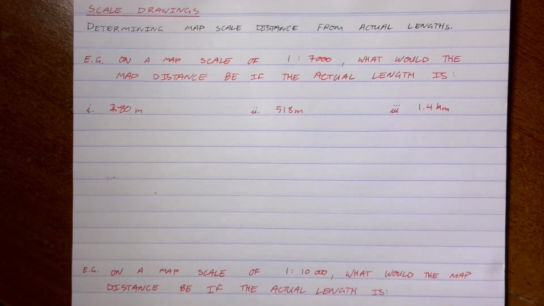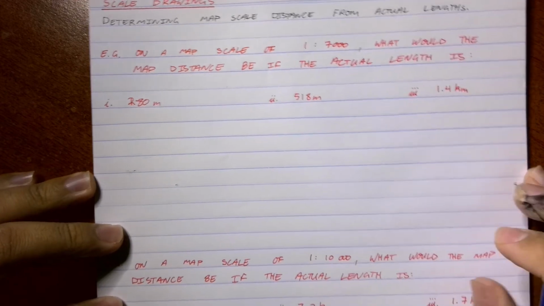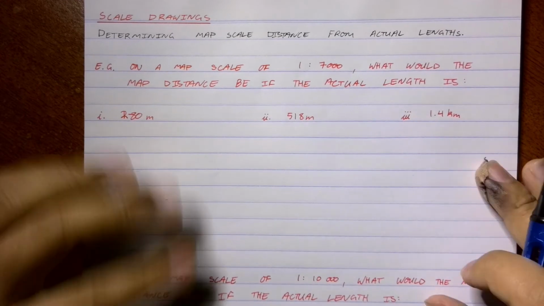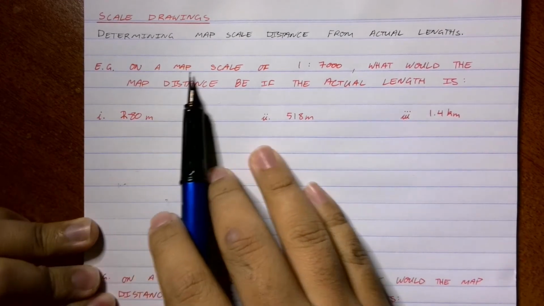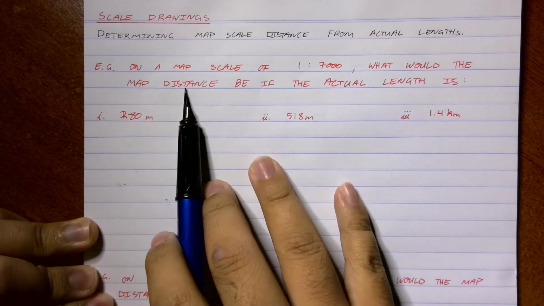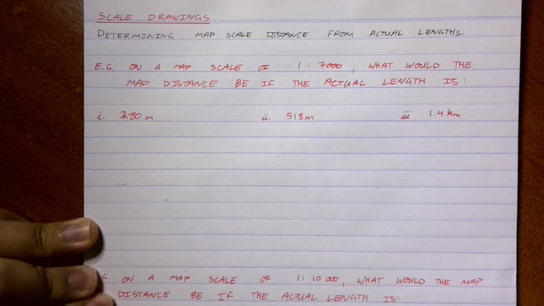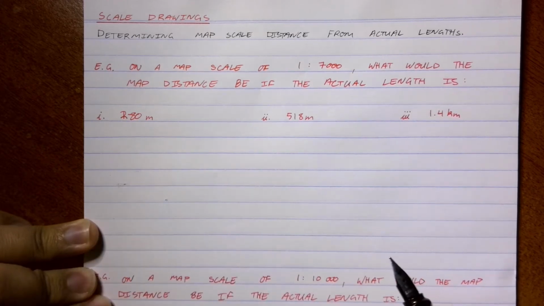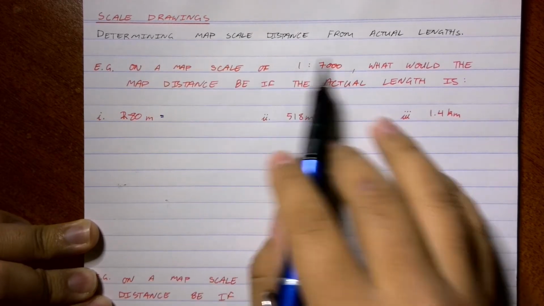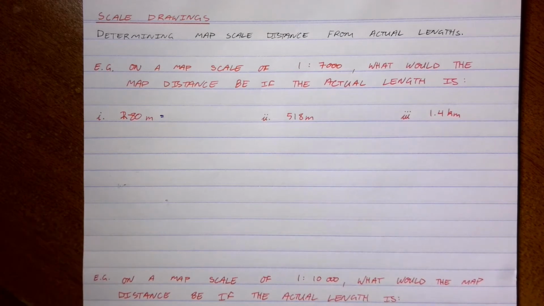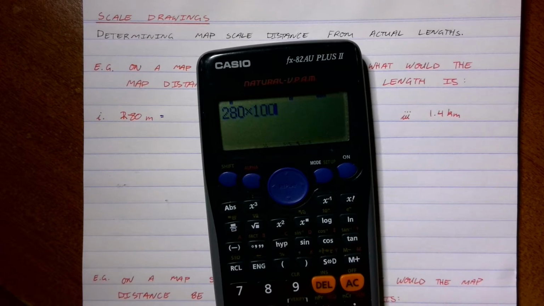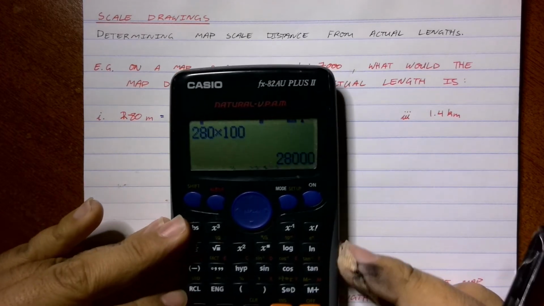Okay, so it follows the same idea, and just work alongside here. You can pause the video at any time you like, and here we go. On a map scale of 1:7,000, what would the map distance be if the actual length is 280 meters? The first thing we need to do is convert this into centimeters because our map scale is given in centimeters. So 280 meters times 100 gives us 28,000 centimeters.